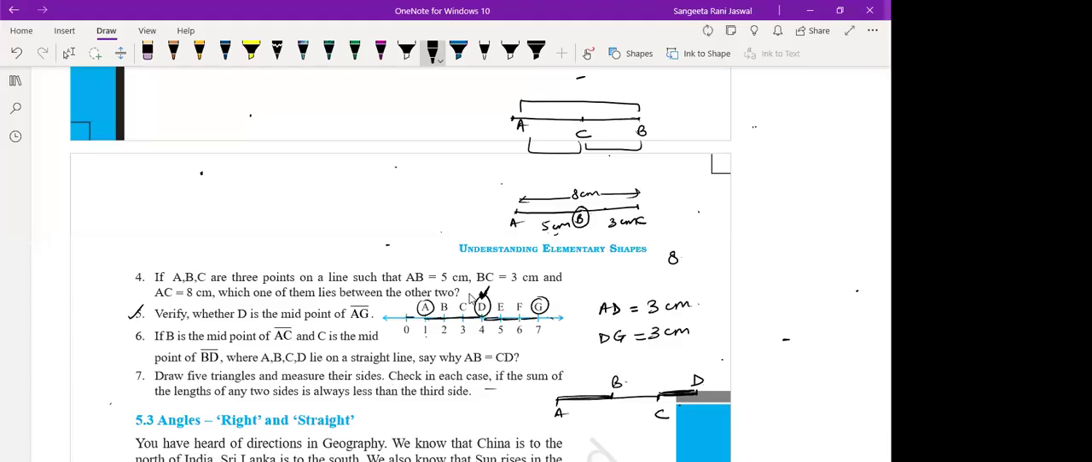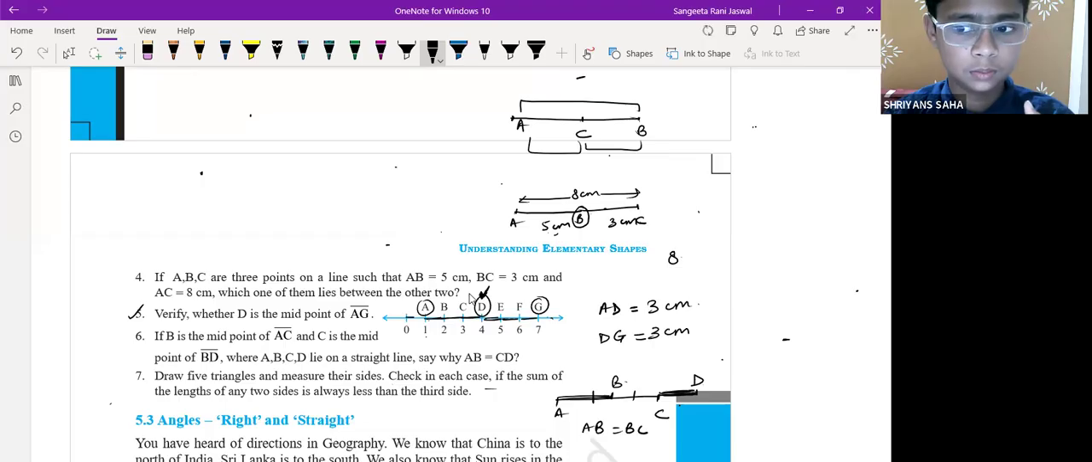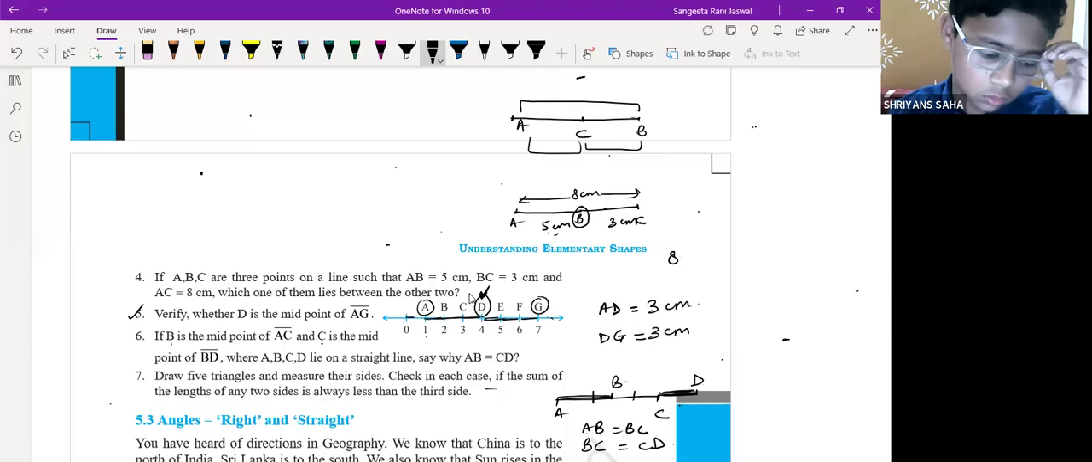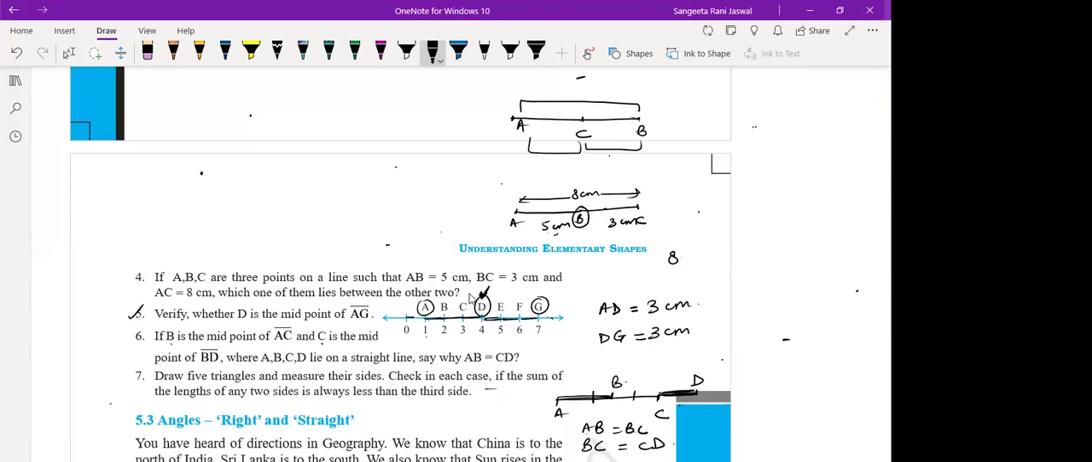See, it is given that B is the midpoint. That means AB and BC distances are equal. AB is equal to BC. Everyone please listen. AB is equal to BC because we are given B is the midpoint. And further we are given that C is the midpoint of BD. That means BC is equal to CD also, because C is the midpoint. So when AB is equal to BC and BC is equal to CD, we can say that AB is equal to CD.